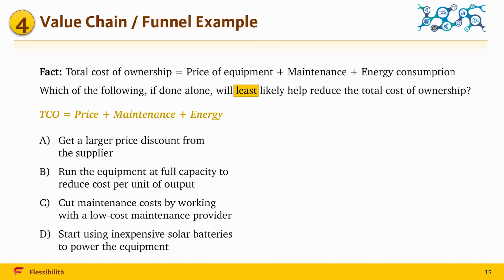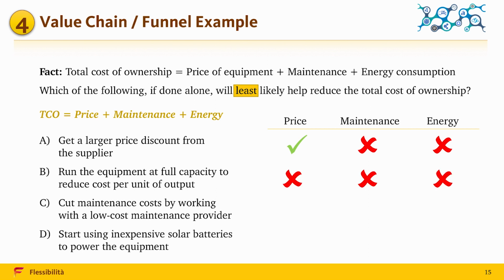Let's write down the funnel in a shorter form. To make an impact on the TCO, we need to make an impact on price, maintenance, or energy consumption, or on a combination of them. Let's write them down as headers of our usual table. A impacts price, but not maintenance or energy consumption, so it's just one tick. B does not impact price or energy consumption, plus it might lead to an increase rather than decrease in maintenance costs, so it's 3 crosses.